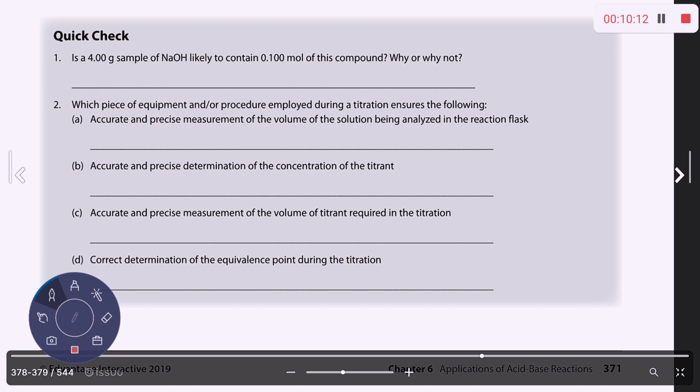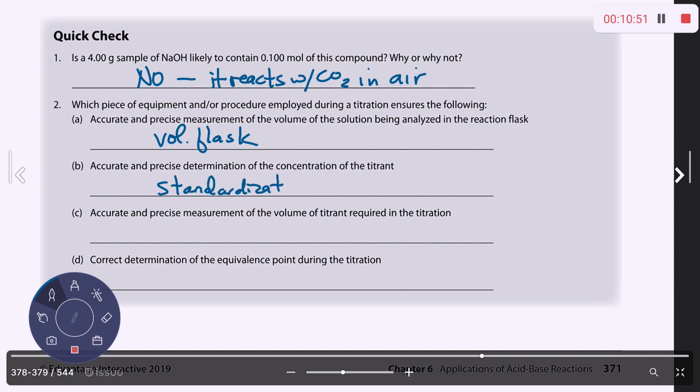Okay, what did you say for number 1? Good job. It reacts with CO2 in the air. Exactly. Number 2A. Yep. Letter B, titration against an acidic primary standard. Here's what I would say: because that means you're finding out its actual concentration at that moment.